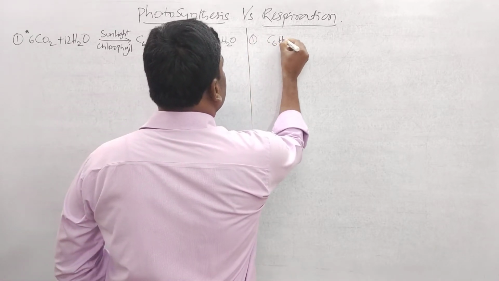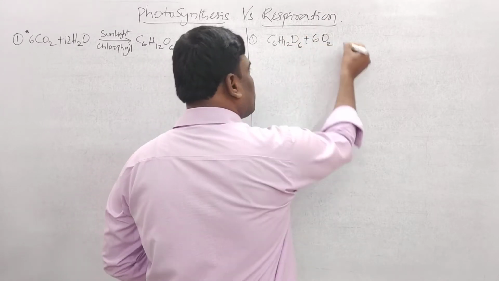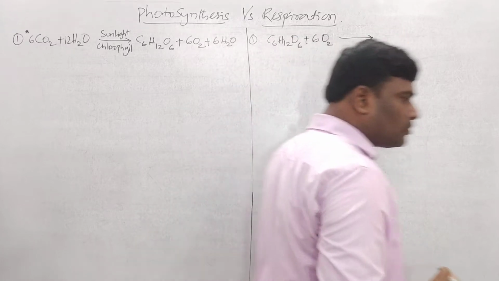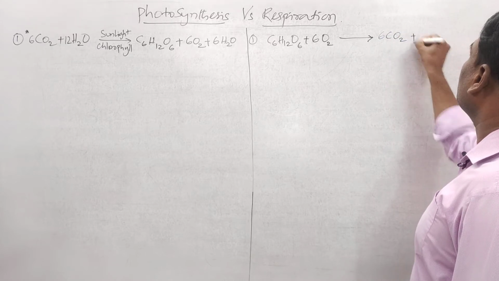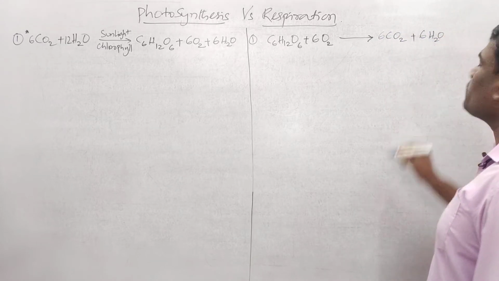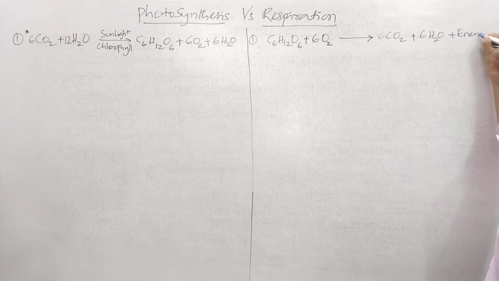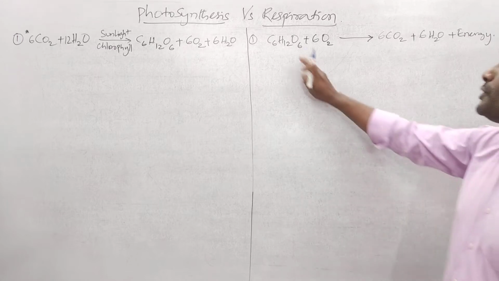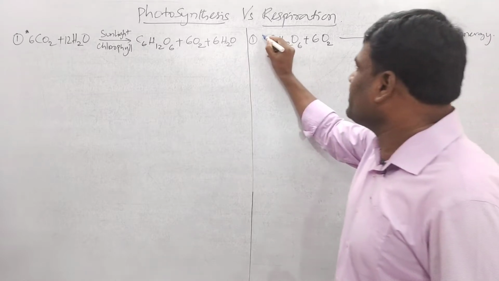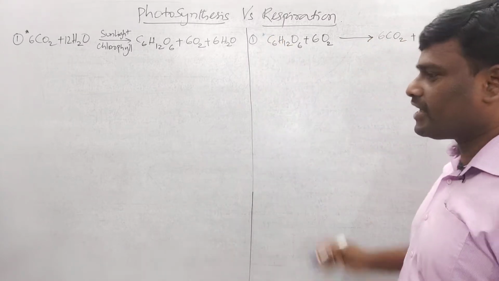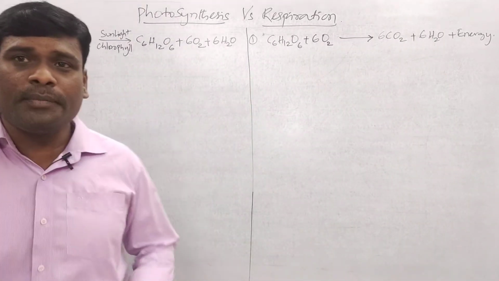What is that? Glucose molecule C6H12O6 plus 6 oxygen, right? It gives out, children, 6 carbon dioxide, 6 molecules of water, as well as energy is liberated. So this is the equation of respiration. If you learn this equation, then we can write many points from this equation itself, isn't it? So how to write many points from this one?